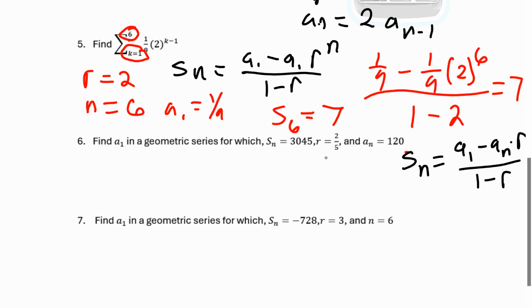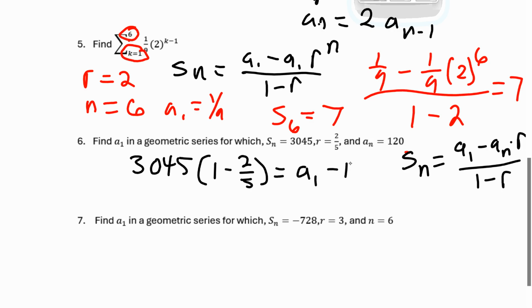So, because I know my S sub n, right? So I know what that is. And then if I multiply by 1 minus R times S sub n, then I'll get rid of that denominator. So I'm multiplying by 1 minus my R. And that equals A sub 1, which I want, minus A sub n times R. Well, A sub n, they give me, is 120, right? So minus 120 times my R, which is 2/5 again.